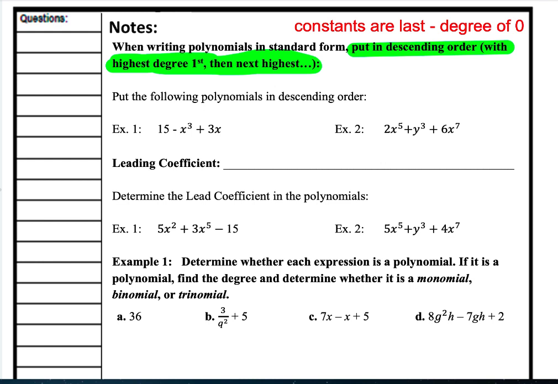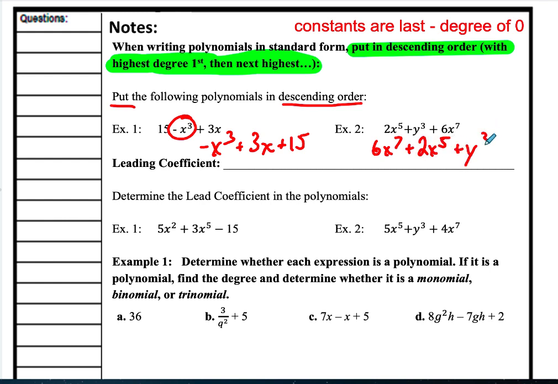All right, so we want to put these in order, descending. So I have negative x to the third. That's got a degree of 3. Then I have 3x, that has a degree of 1. And then I have 15. So next one, 6x to the 7th, the biggest exponent. And then we work our way down by the exponent. So x to the 7th, 2x to the 5th, and then y to the 3rd.